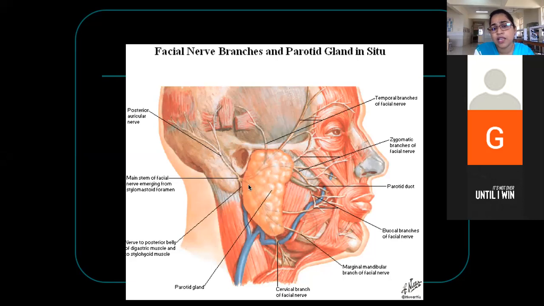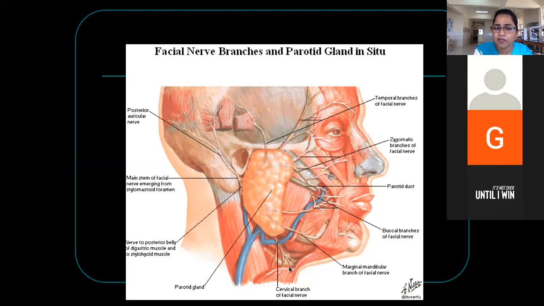Now what else will you see? The one which is going down along the margin of the mandible is called the marginal mandibular branch of the facial nerve. Then the last one goes down, supplying the platysma muscle of the neck. Platysma is also a subcutaneous muscle, just like the muscles of the face.